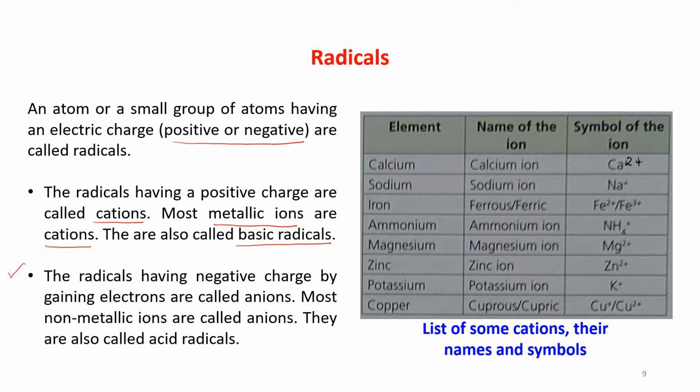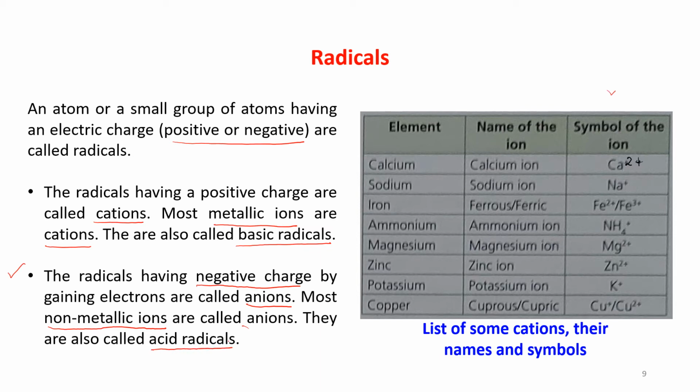The radicals having negative charge by gaining electrons are called anions. Most non-metallic ions are called anions. They are also called acid radicals.